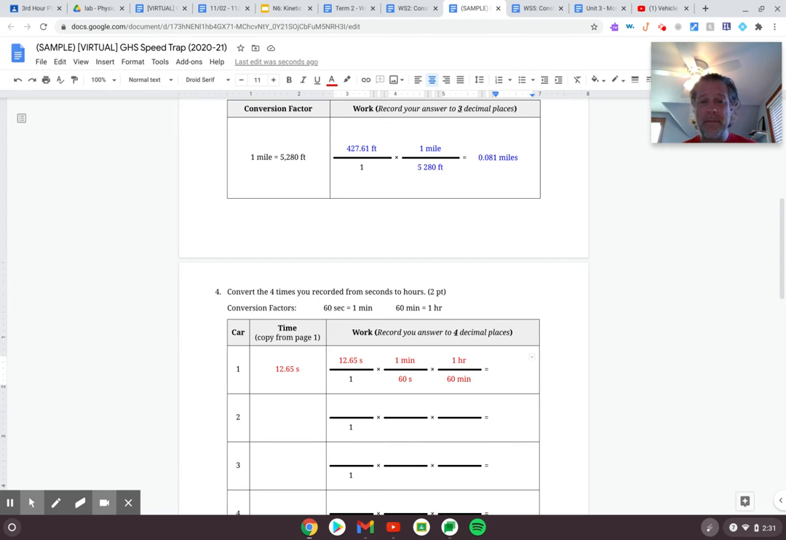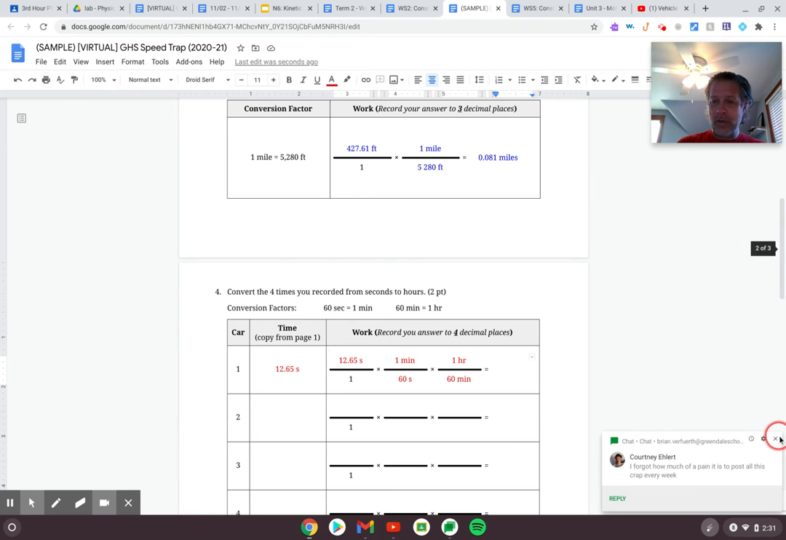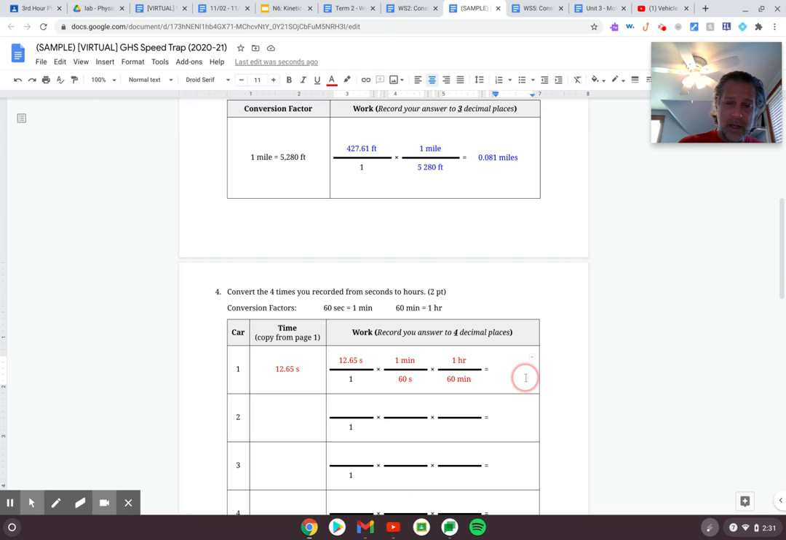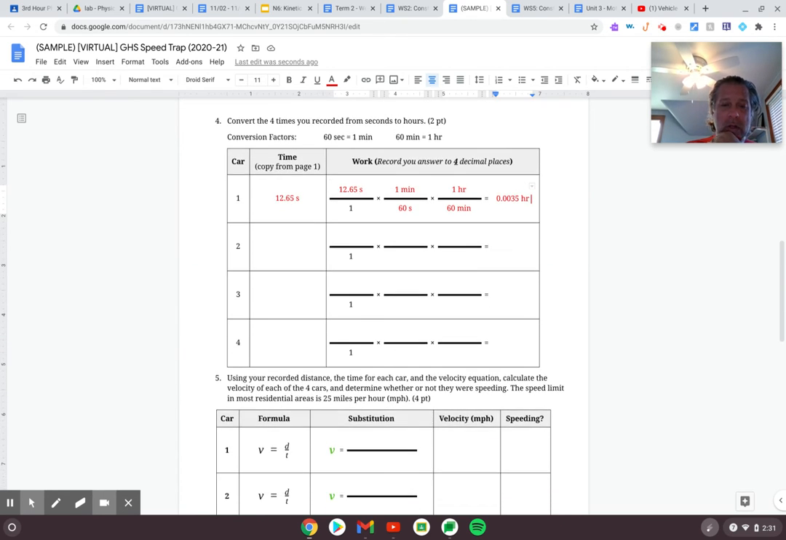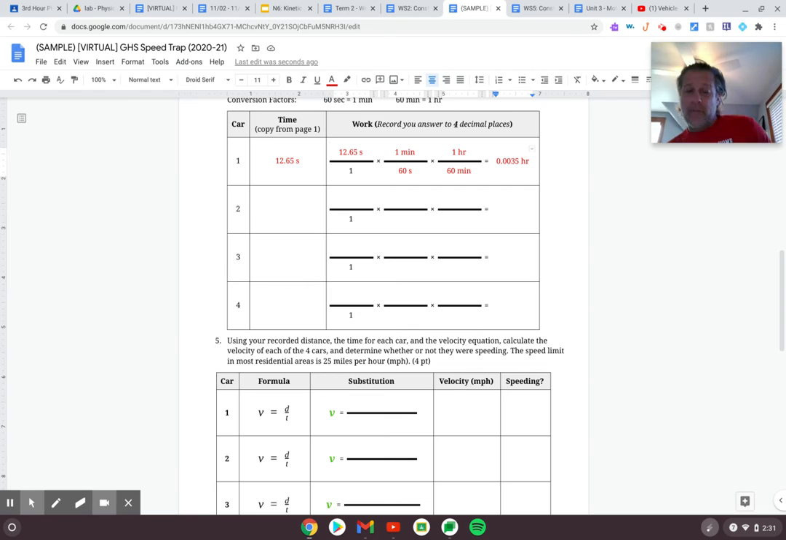And the lab tells me that I need to report this to 4 decimal places. So that's going to be 0.0035, and that's going to be hours. Oops, I don't need that, just hours. Okay. So now I have my time in hours and the distance in miles, and they should be tiny, like in the big picture, because it really didn't go very far and it really didn't take very long to do so.